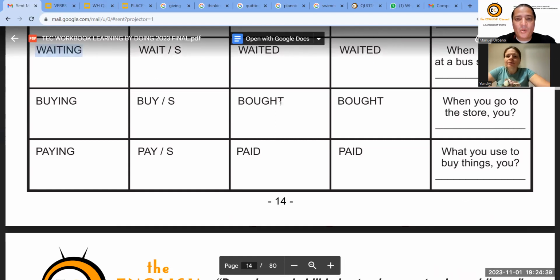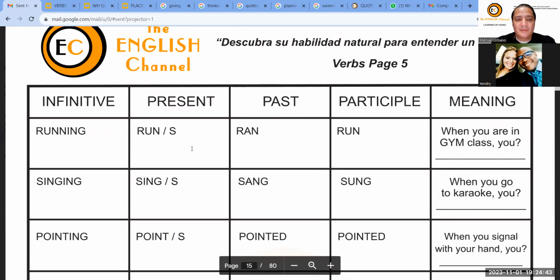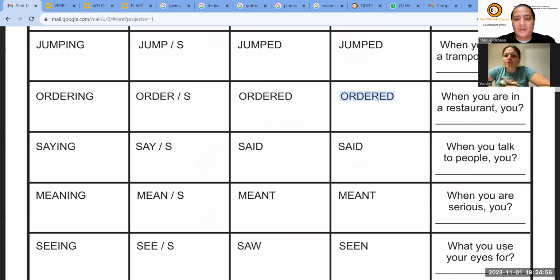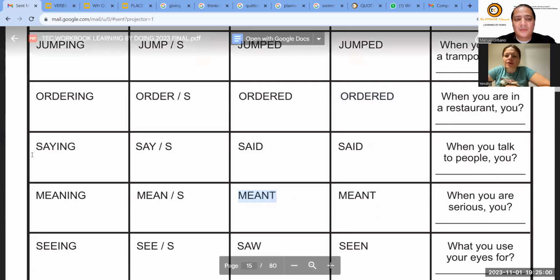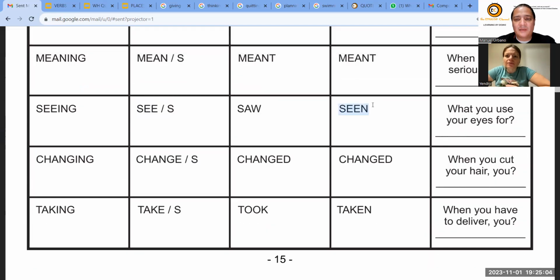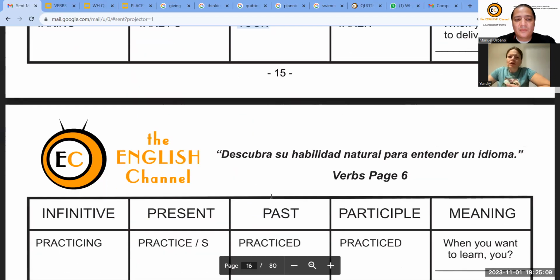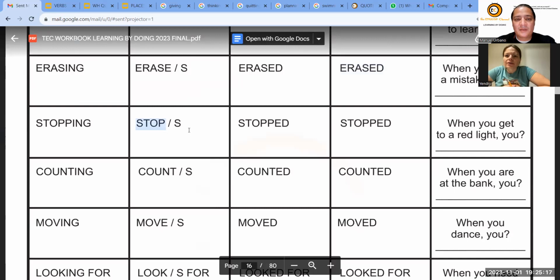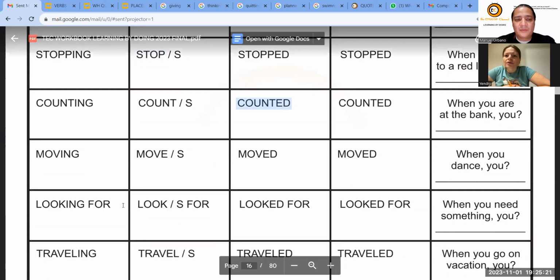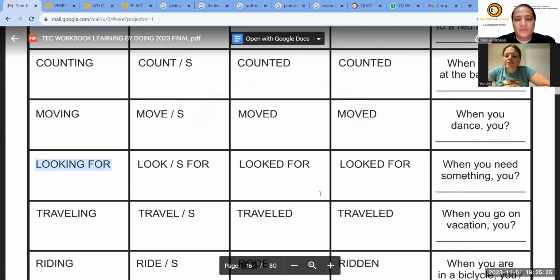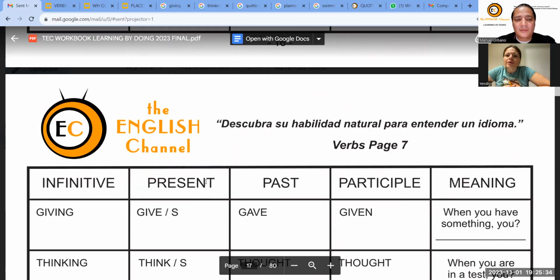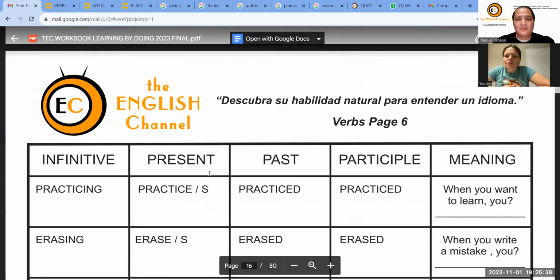Waiting, bought, pay, running, jumped, pointing, song, ordered, meant, saying, seen, took, practicing, erase, stop, counted, looking for, travel, road, driving. Very good. So far we've worked a lot.